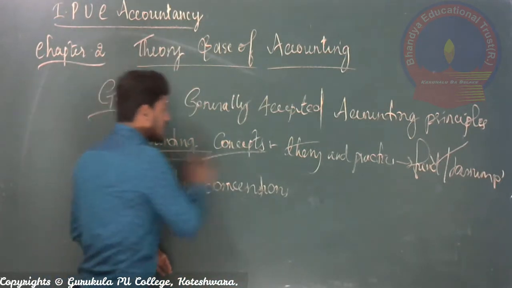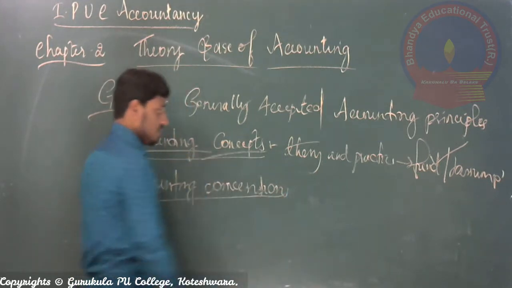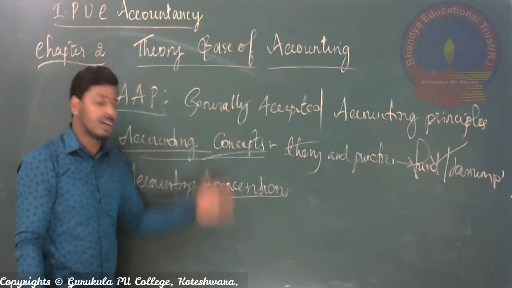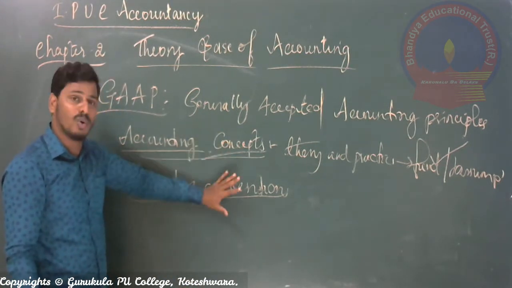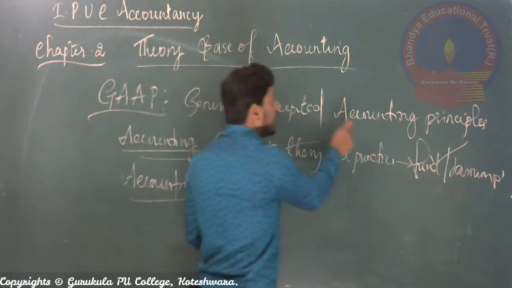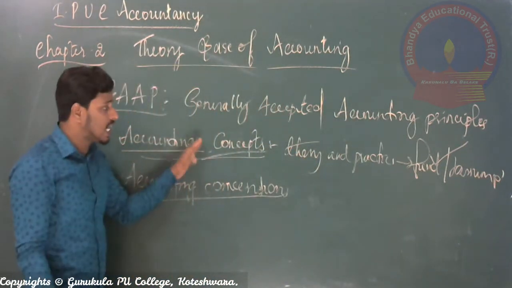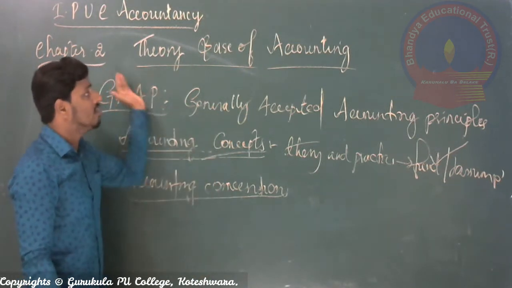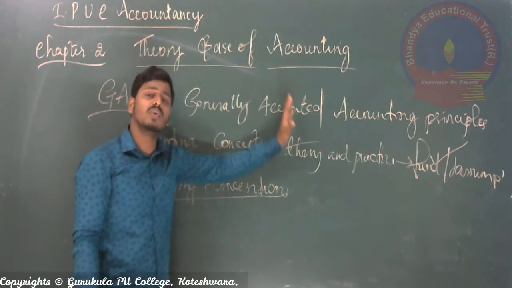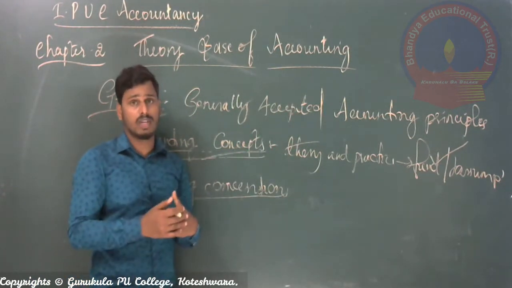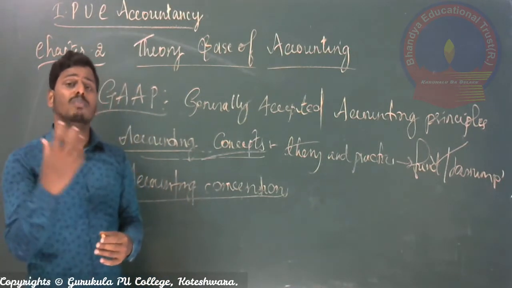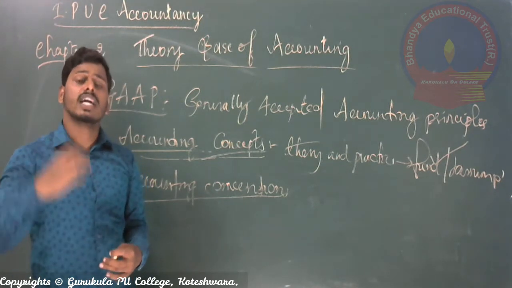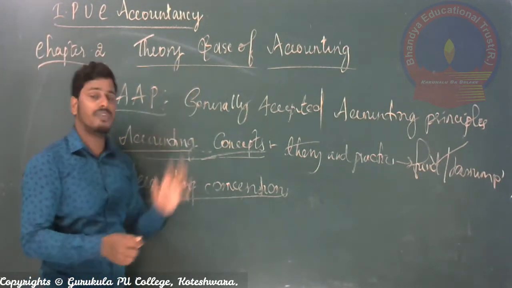So accounting concepts as well as accounting conventions are normally accepted by all accounting professionals, and the two together are called generally accepted accounting principles. The study of those principles, as well as the concepts and conventions, is called the theory base of accounting. Accounting is nothing but preparing the various books of account. To prepare various books of account, some rules, some principles, some concepts, some conventions are followed. The study of those is called the theory base of accounting.